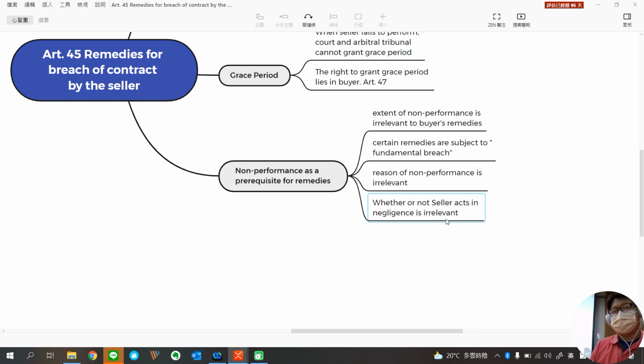So the seller is guaranteed to perform the contract. Negligence concerns damages, but it does not concern non-performance. So the constitution of non-performance is not relevant to negligence, reasons or extent. It doesn't matter. Okay.